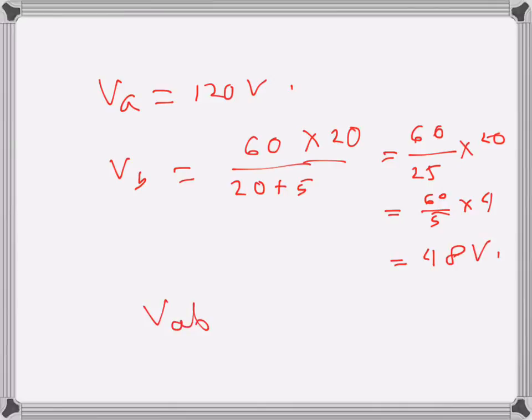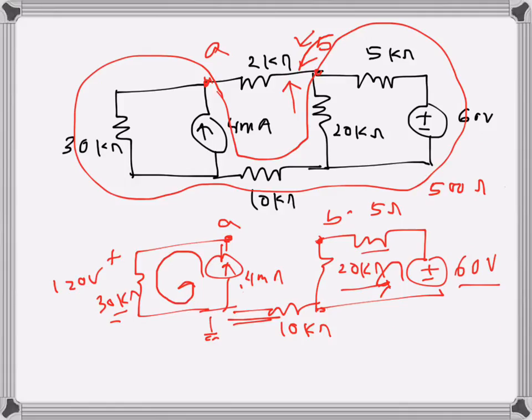So we can find VAB, which will be this one minus 48 volts. So that will be 72 volts. So that's our V Thevenin. That's the open circuit voltage. Now we need to find the Thevenin's resistance.